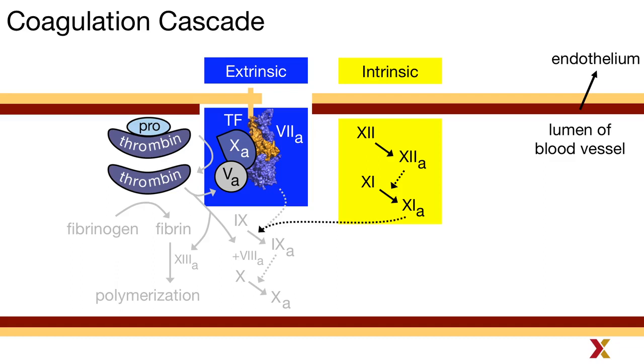From that point on, the intrinsic and extrinsic pathways share common steps. Factor 11A that has just been activated is responsible, in conjunction with factor 8A, for the activation of factor 10. Both pathways contribute to the processing and activation of thrombin. The outcome is an enhancement of the formation of the fibrin meshwork and the activation of platelets.